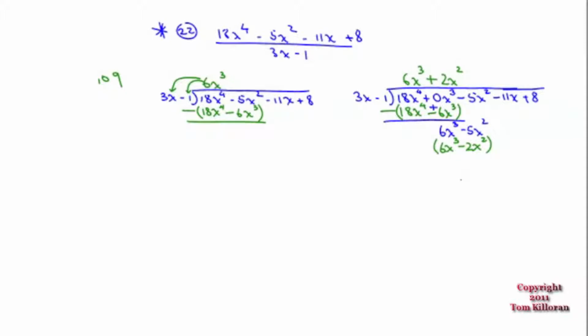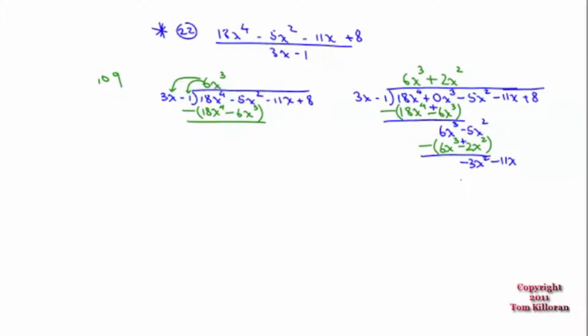So we're going to take this and subtract it. Remember when you're subtracting it, this isn't always going to be minus. This like negative 2x squared here, sometimes it's plus and you have to change it into minus. Here we're going to change it into a plus. So this is negative 5x squared plus 2x squared. Negative 3x squared, and drop the next number, negative 11x. The next term.